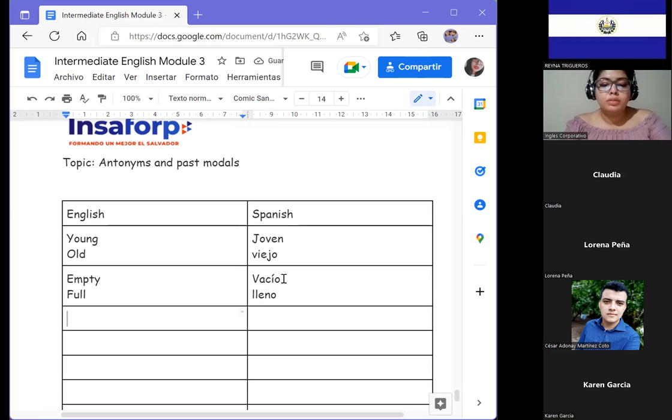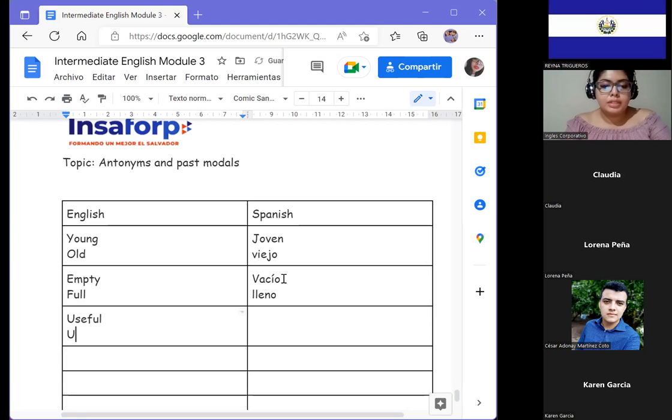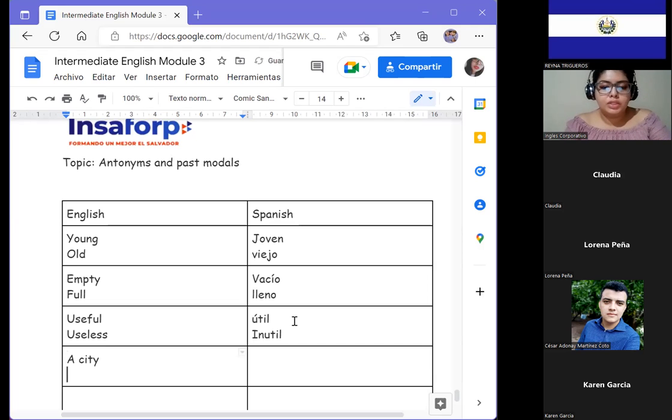Then we have useful and useless. Useful in Spanish means útil. Useless in Spanish means inútil o innecesario. So in this case, inútil. Then, in this case, it is different because a city is a big place and a village is a small place. So they are opposites. A city and a village. A city is una ciudad, a big city. And a village is a small place. Es un pueblo.